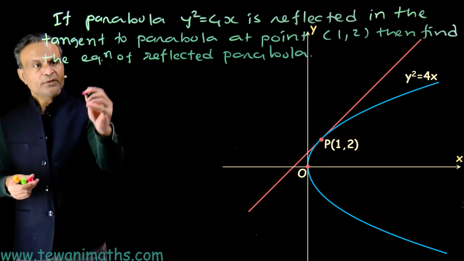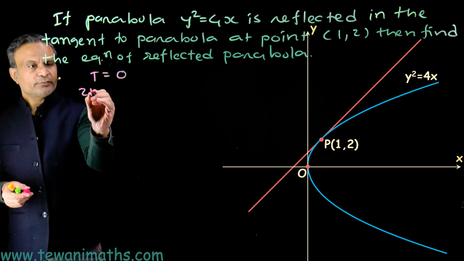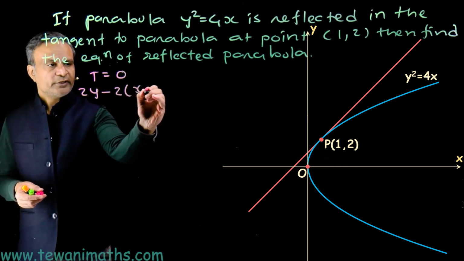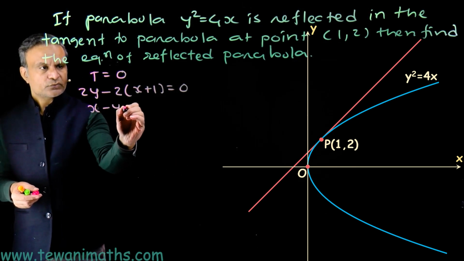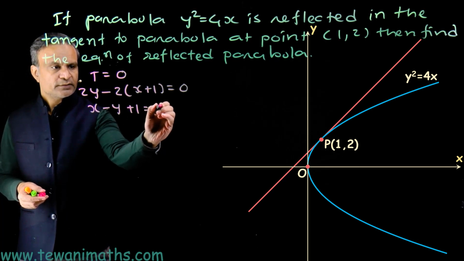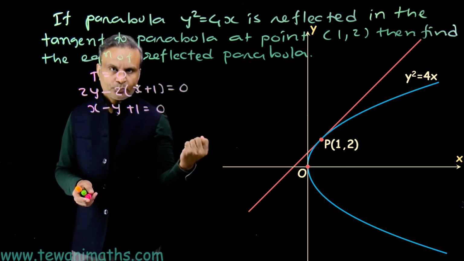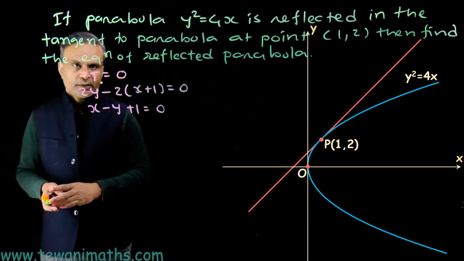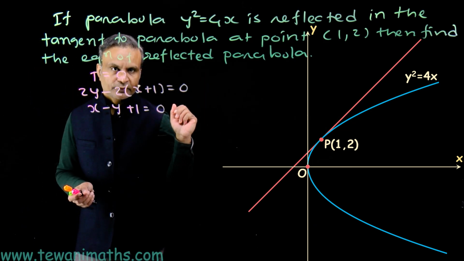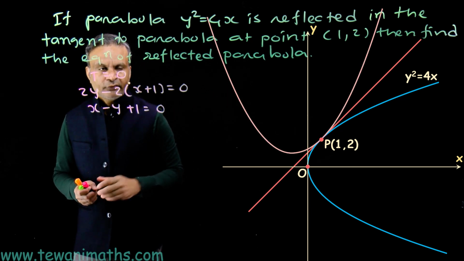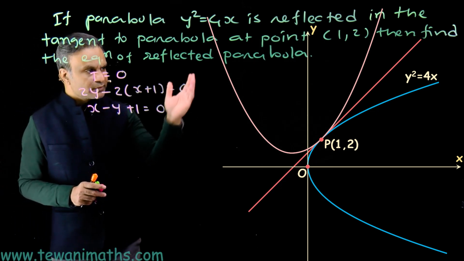Using form T is equal to 0, equation of tangent will be 2y minus 2 into x plus 1 is equal to 0, or x minus y plus 1 is equal to 0. This is equation of tangent to parabola at point P. Now what do we do? We reflect this parabola in this tangent line. We get this parabola. We have to get equation of this parabola, which is reflection of given parabola in this tangent line.